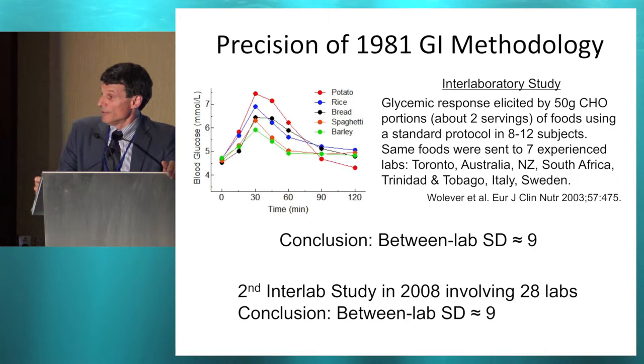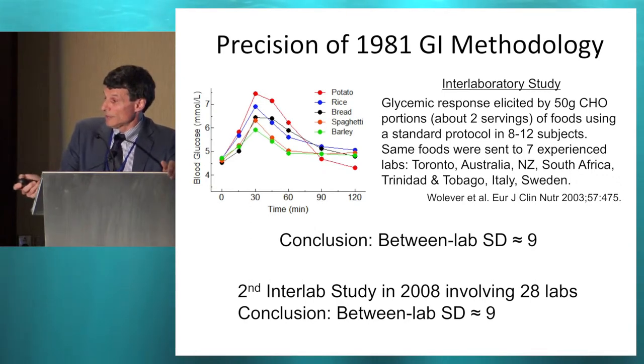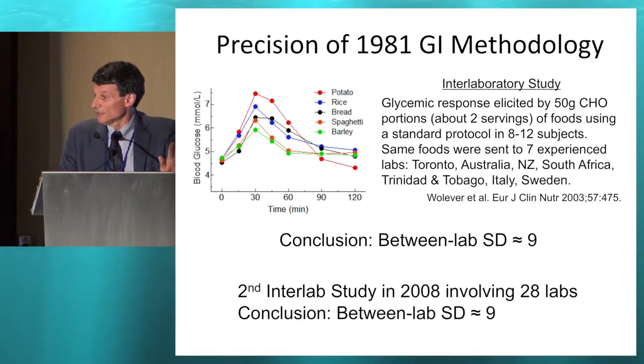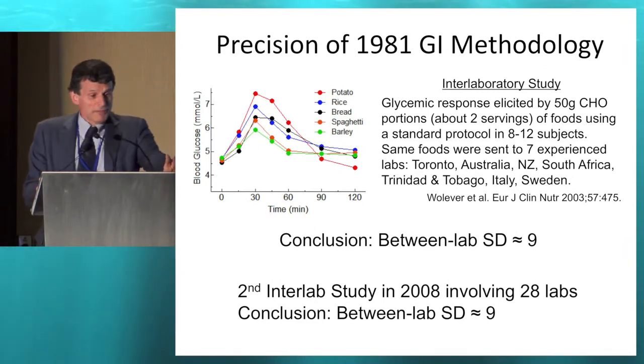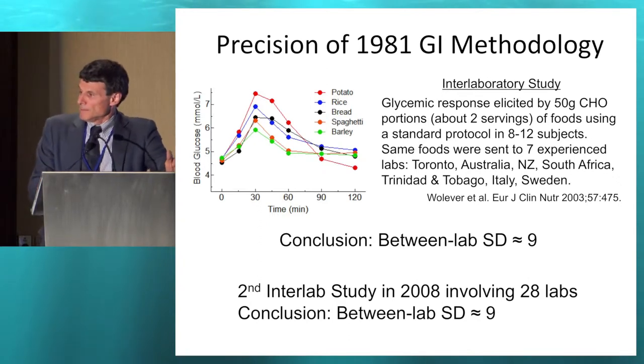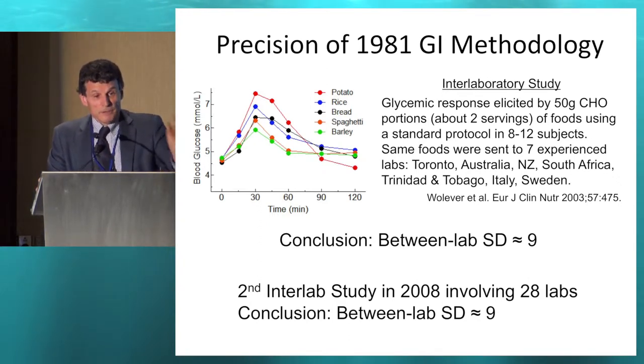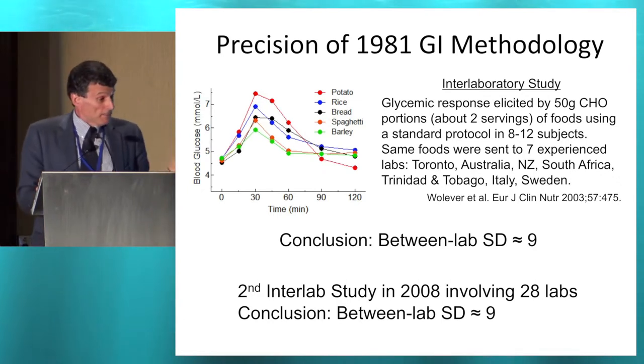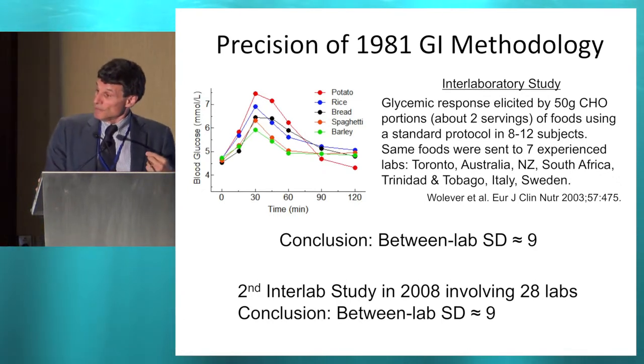I sent around 5 foods, as many of you probably know, to different labs around the world, 7 experienced labs, and most of the people who participated in this study are sitting here in the audience. And what we found, I was a little bit disappointed, was that the between lab standard deviation, in other words, of the means of the estimates of the foods from each lab, was about 9. I kind of hoped it might be a bit better. Other people have felt that was fairly large.